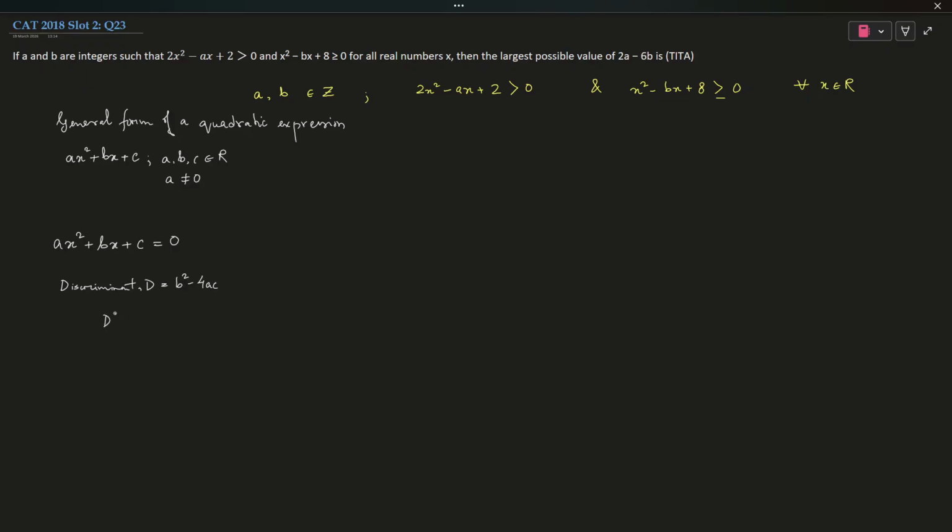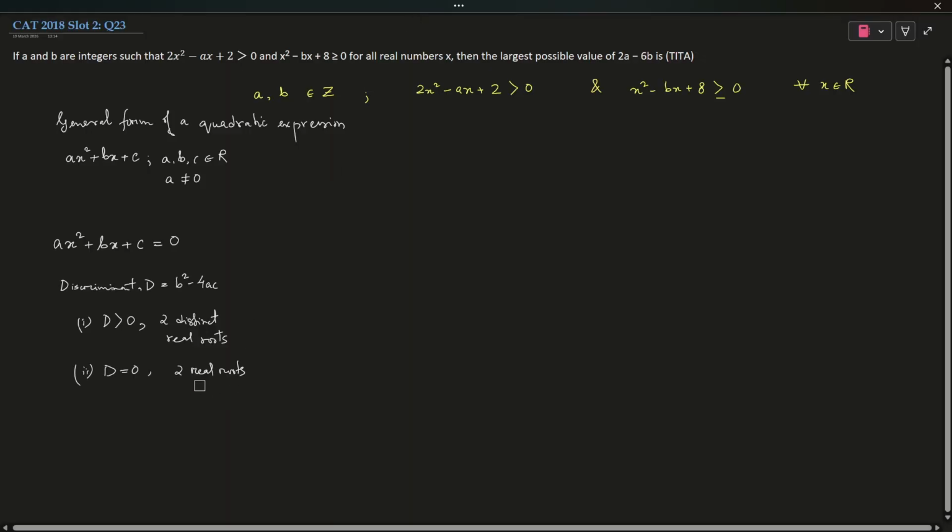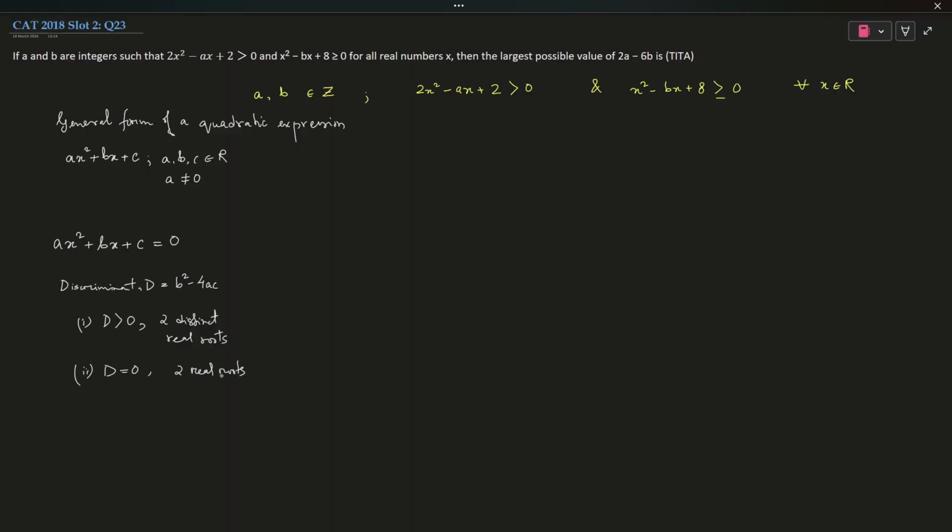Now, if D is greater than 0, we can say there are two distinct real roots. If D is equal to 0, there are two real roots which are not distinct, that is, two real and equal roots.